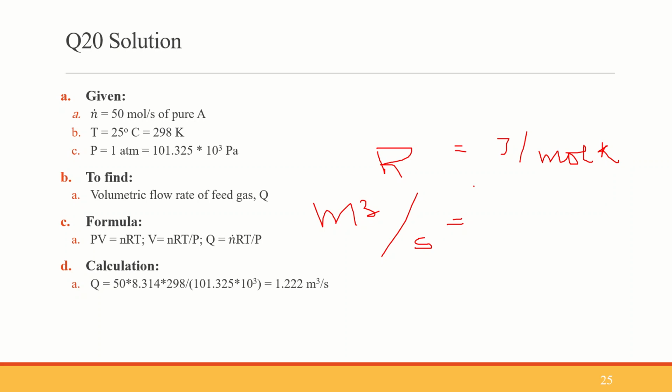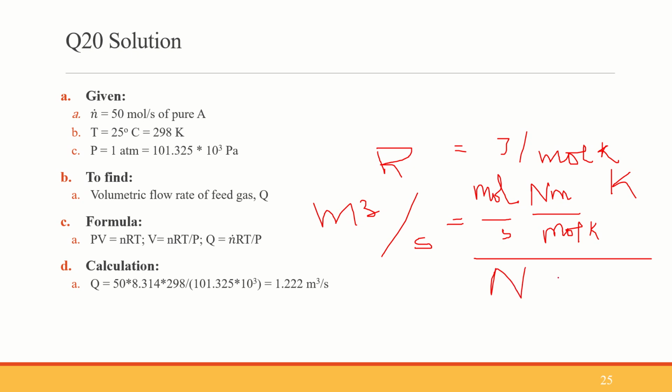On the RHS, we have moles per second, and into R, Newton meter is joules, so I am writing it in that form, Newton meter per mole Kelvin, into R into T, so it is Kelvin, divided by P. P is pressure, force per unit area, Newton per meter square. So moles get cancelled. K gets cancelled.